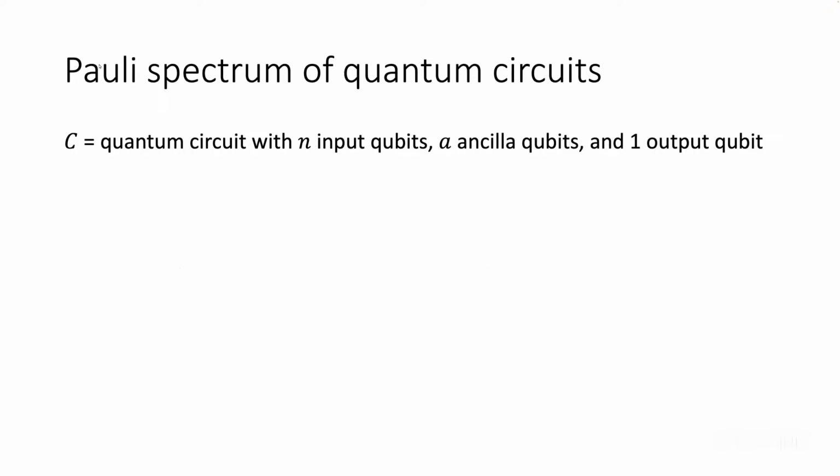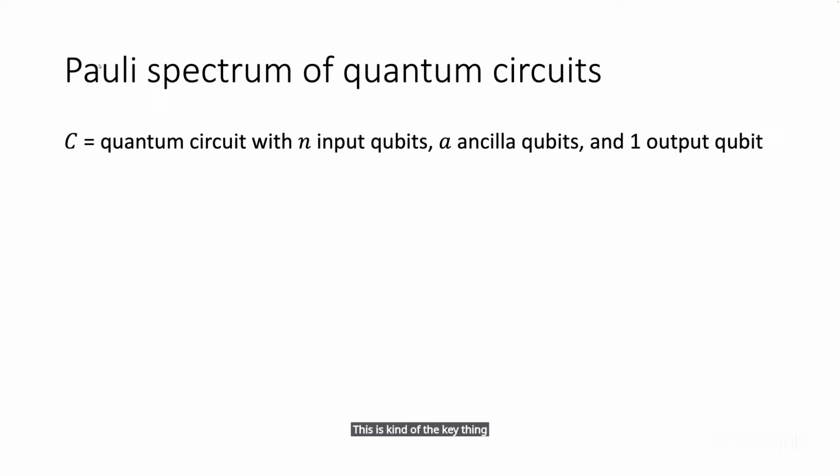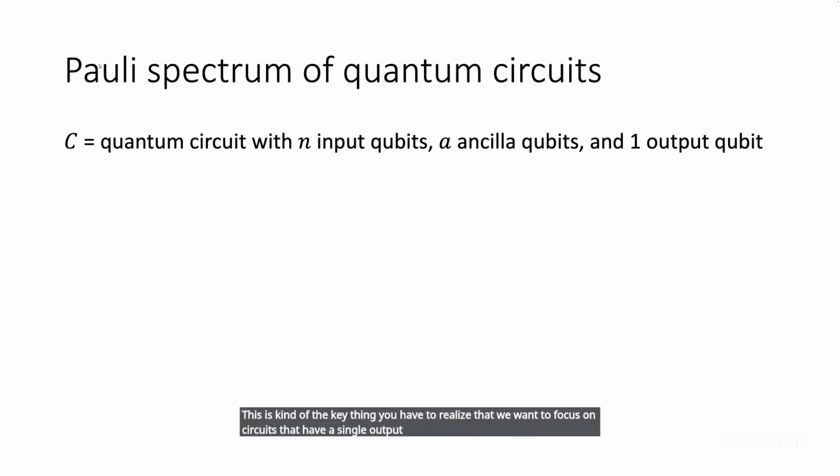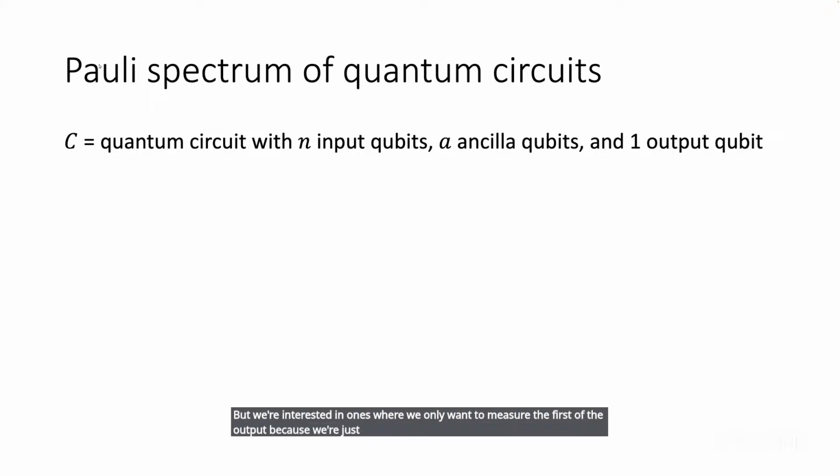Okay, so how do we define the Pauli expansion of a circuit? Let's say you have a circuit C with n input qubits and a ancilla qubits, that's the number of workspace qubits you use. And this is the key thing you have to realize: we want to focus on circuits that have a single output qubit. Circuits in general can have many qubits coming in and out, but we're interested in ones where we only measure the first qubit of the output, because we're just interested in the yes or no answer.